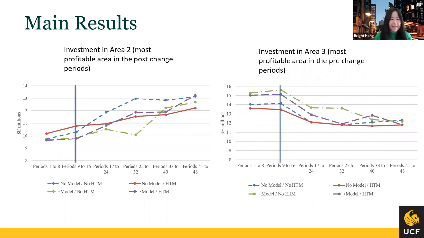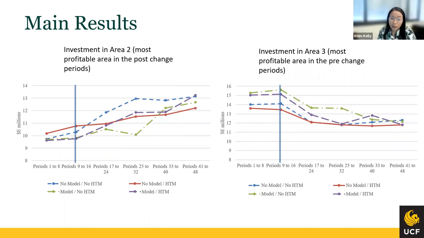Thank you. Also, I just find the result very interesting. In the no model, no HTM condition, it seems like post-change, they invest the most in area two. What is your interpretation of that?